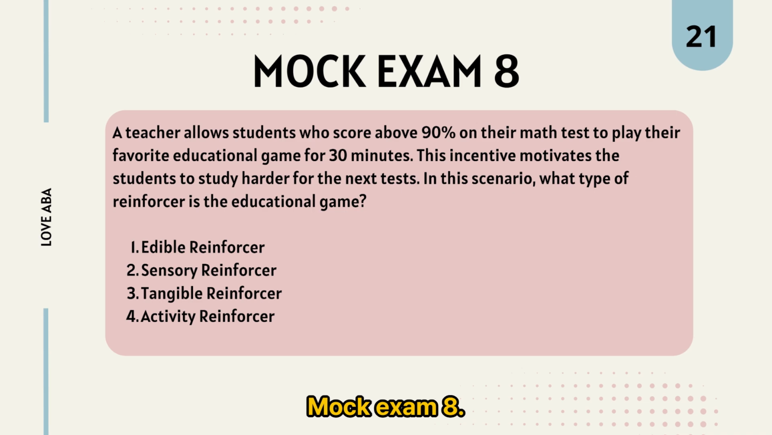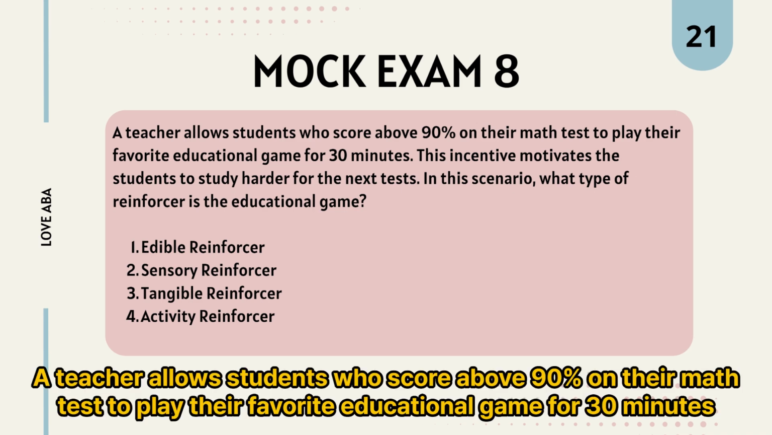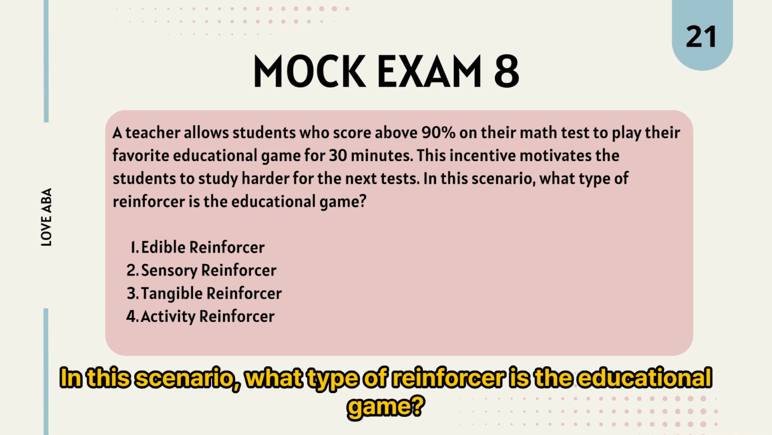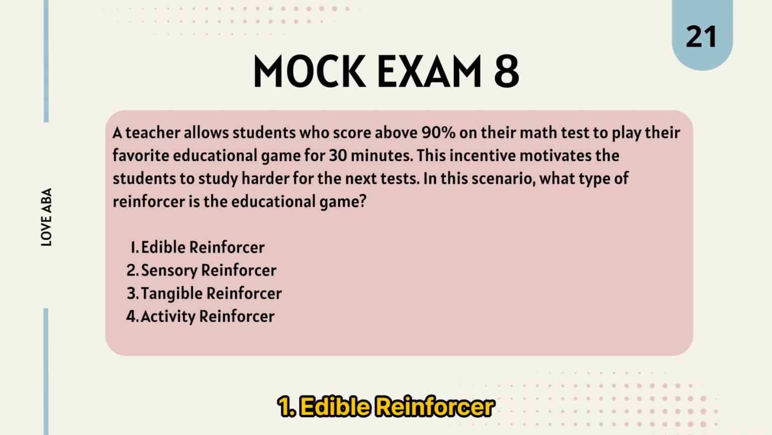Mock Exam 8. A teacher allows students who score above 90 on their math test to play their favorite educational game for 30 minutes. This incentive motivates the students to study harder for the next tests. In this scenario, what type of reinforcer is the educational game? 1. Edible reinforcer. 2. Sensory reinforcer. 3. Tangible reinforcer. 4. Activity reinforcer.